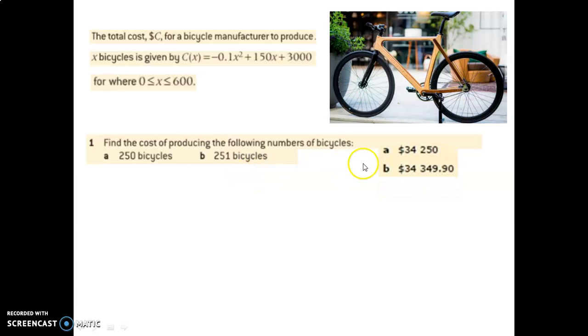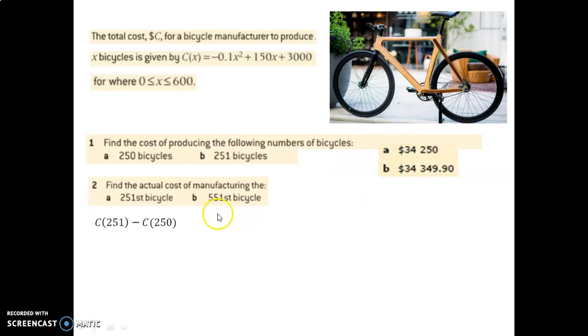All right, you've tried it, and you found out that it costs this much to produce 250 bicycles and this much to produce 251 bicycles. So you can see it's a high number, but that's the total cost, right? Okay, next question. Find the actual cost of manufacturing the 251st bicycle. So clearly there's a connection between what we just did and this question. So how can you find out how much it costs to produce that one extra bicycle to go from 250 to 251? What do you do with these two numbers?